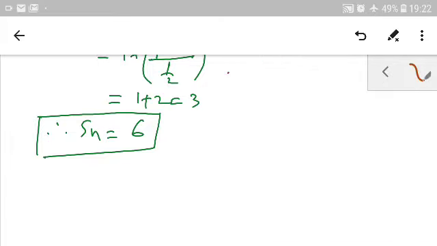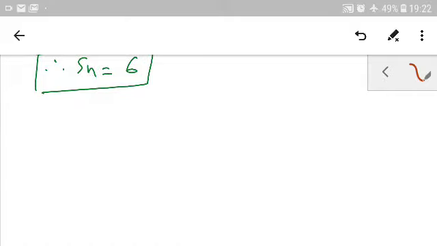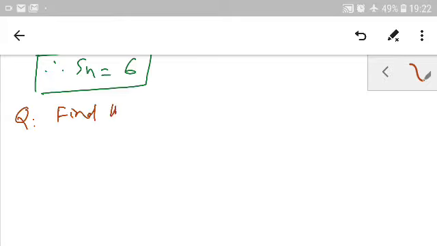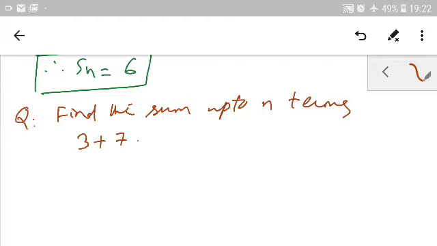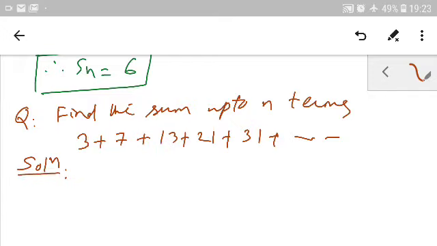Okay, so let us solve. The question is, find the sum up to n terms. So I have 3 plus 7 plus 13 plus 21 plus 31. It continues. Now you can see it is not a GP, but the differences are in GP. First difference is 4, second difference is 6, then 8, then 10. So the difference becomes GP.